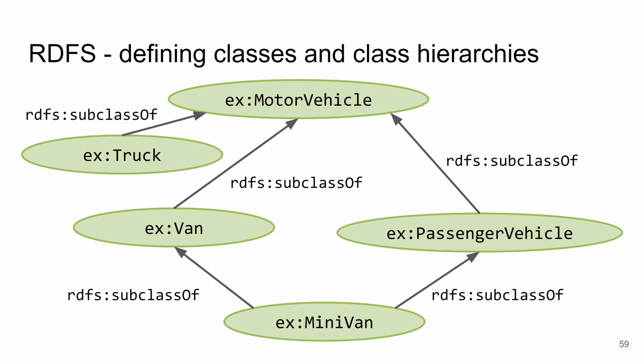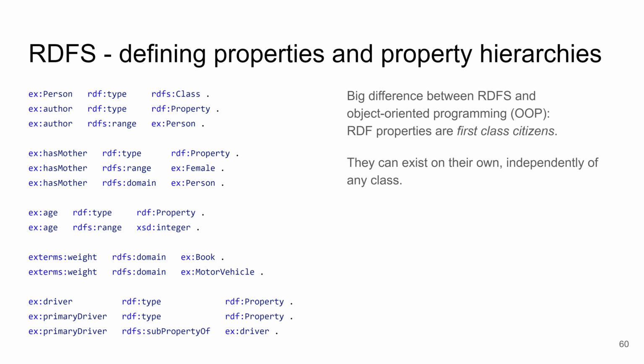For some simpler implementations of RDF databases, this won't hold, and then we'll have to so-called materialize the hierarchy, and we'll have to say that our minivan number 1 is a minivan, is a van, is a passenger vehicle, and is a motor vehicle for this to work. Right, so now we are able to create classes and subclass hierarchies using RDFS.